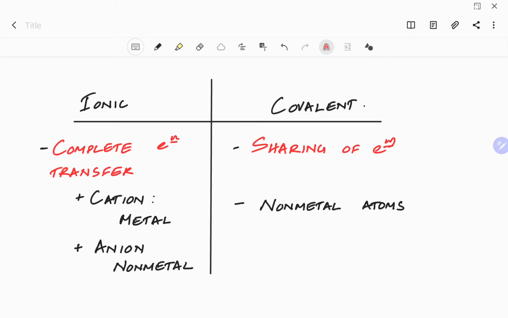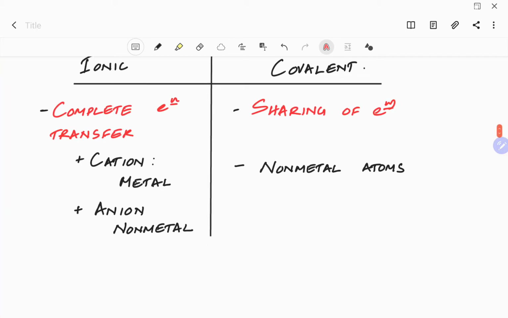Once again, in ionic bonds or in ionic molecules, you have a complete electron transfer between atoms in order to achieve the noble gas configuration. And in covalent compounds or in covalent bonds, you have atoms sharing electrons between each other in order to achieve the noble gas configuration. So let's first focus on the ionic compounds. In ionic compounds, you have a complete transfer of electrons between two atoms, which means one atom loses electrons and the other atom gains electrons.